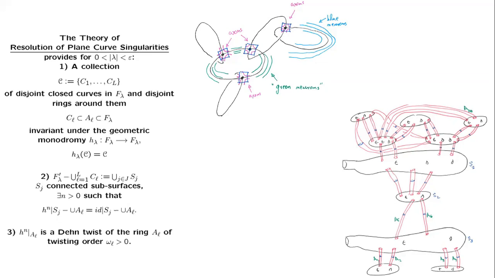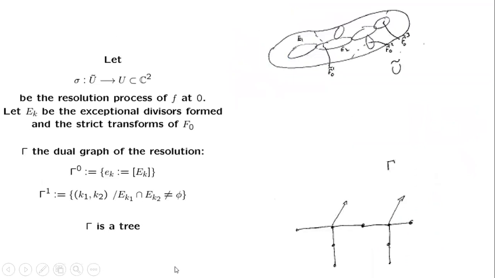So let U tilde be the resolution of F0, and let A_k be the exceptional divisors formed by these blowing ups and the strict transforms of F0. And then with this, we form the dual graph of the resolution, which consists of one point for each one of these exceptional divisors or the components of the strict transforms of F0. And for gamma one, the edges of the graph are given if they have non-empty intersection. So it's a classical theorem of resolution of singularities that this is a tree.